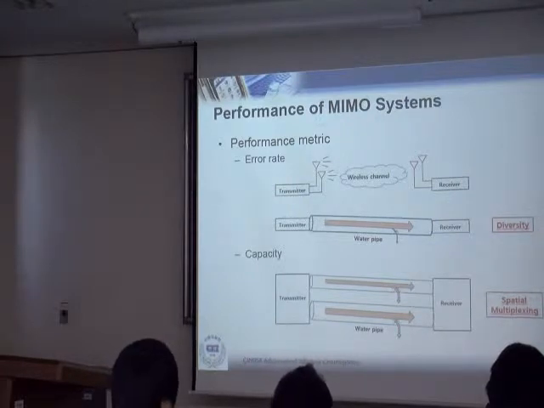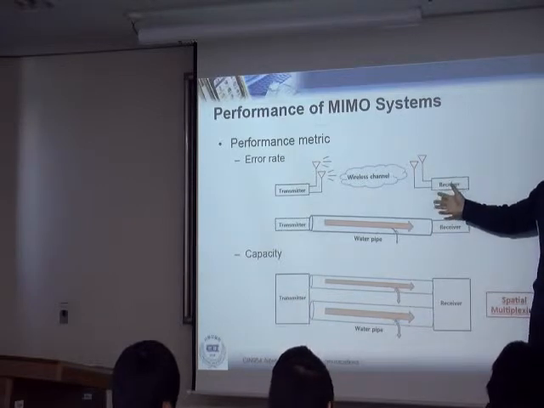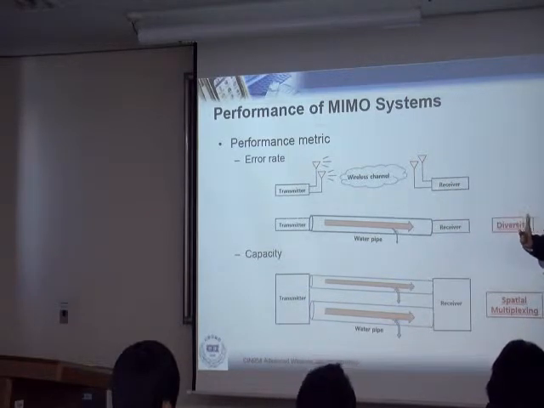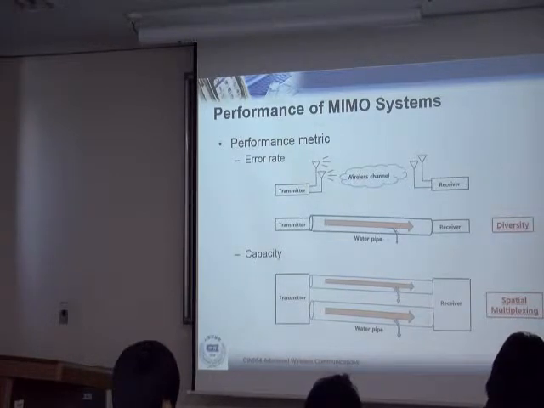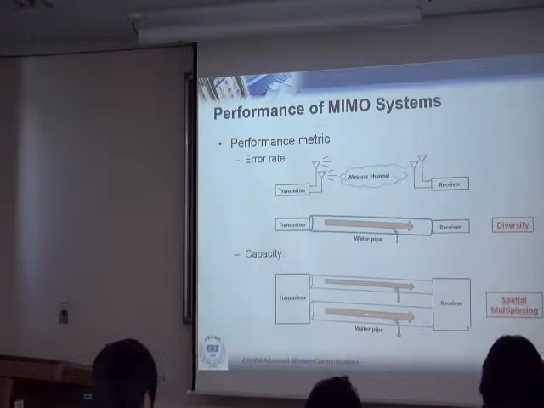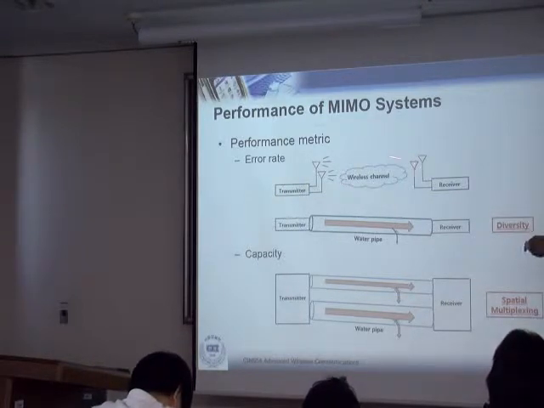Of course, the best solution is to increase the capacity and at the same time reduce the error rate. That's going to be the best solution. But I'm saying that typically you choose only one as your goal. Okay? The goal in this case is to try to increase the capacity. The goal in this case is to try to reduce the error rate. Okay? This is your system basically.